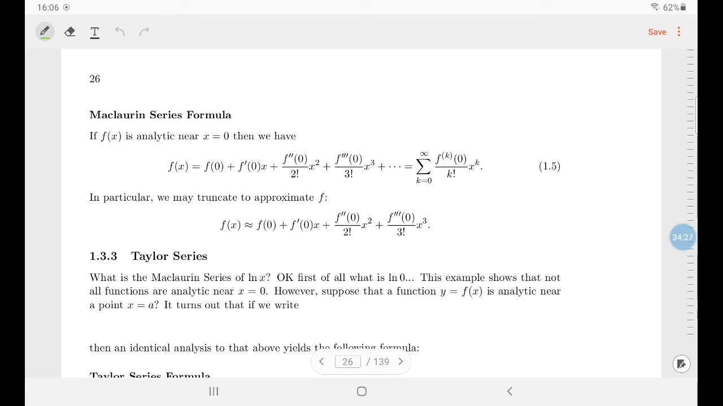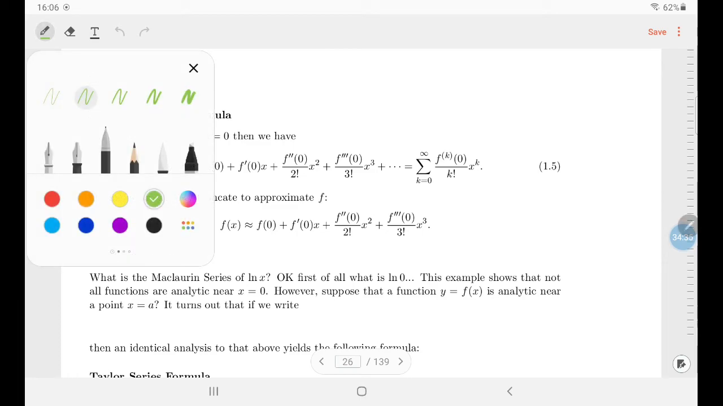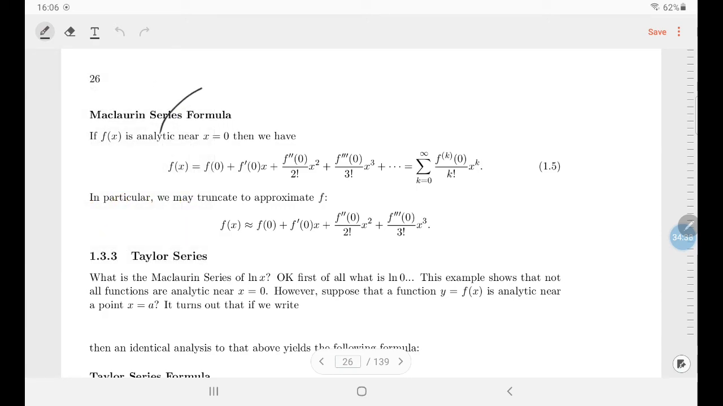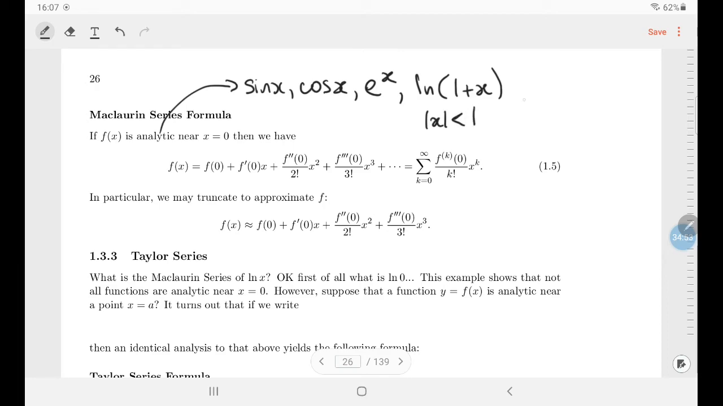If the function is analytic, now not all of them are, but sine of x is, cos of x is. Let me give examples of some analytic functions I can think of off the top of my head: sine of x, cos of x, they're both analytic; e to the x; log of 1 plus x if the absolute value of x is less than 1; and 1 over 1 minus x, if the absolute value of x is less than 1. These are all analytic, and then these things are equal to this in a certain sense.